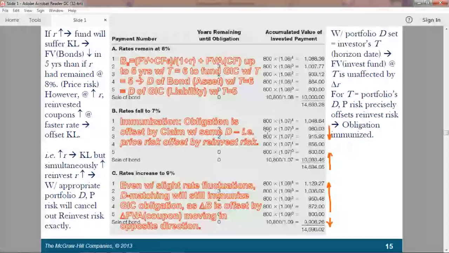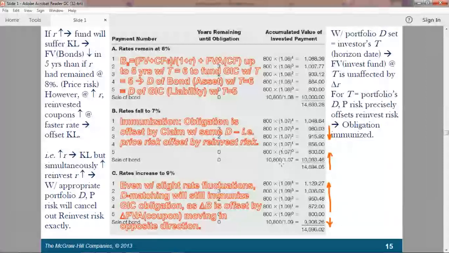But then if interest rate falls to 7%, look, all the coupons will be worth less. The future values of the coupons will be worth less because they get reinvested at 7%. So it gets compounded by 1.07 raised to the 4th, raised to the third power, and so on, right?